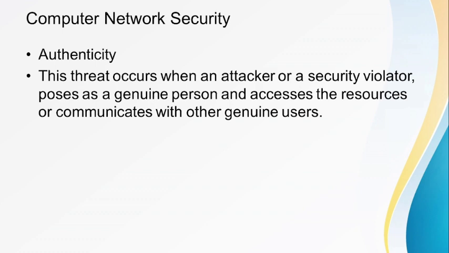Then authenticity. This is where a threat occurs when an attacker or a security violator poses as a genuine person and accesses the resources or communicates with the other genuine users. Now, these other genuine users imagine that the violator is one of them. Therefore, it brings the authenticity issues.